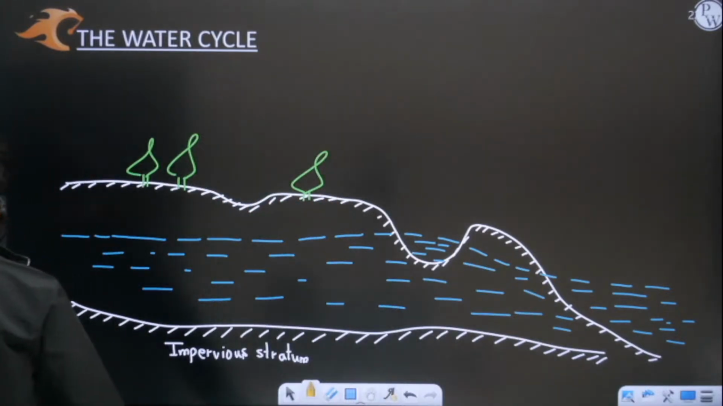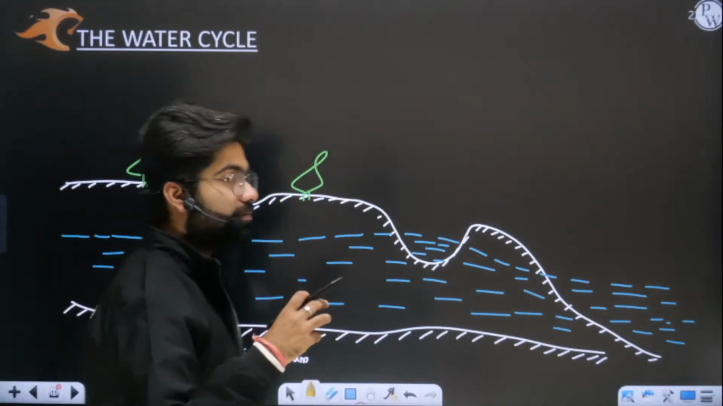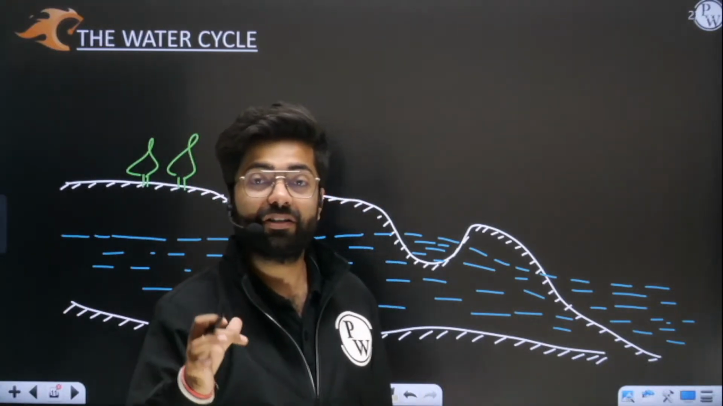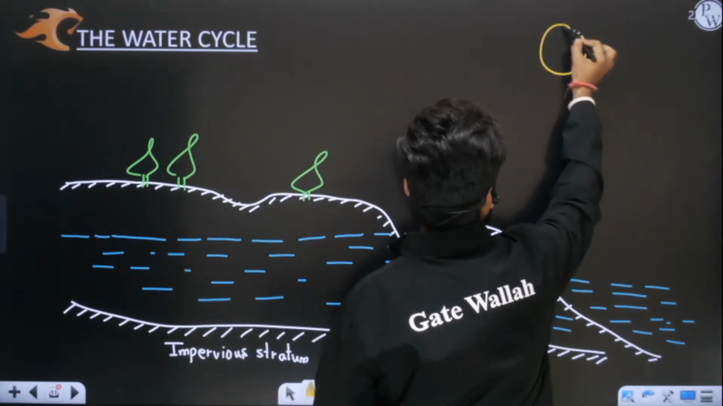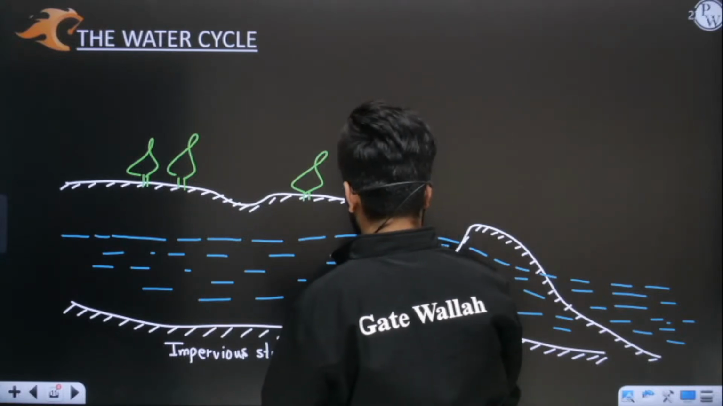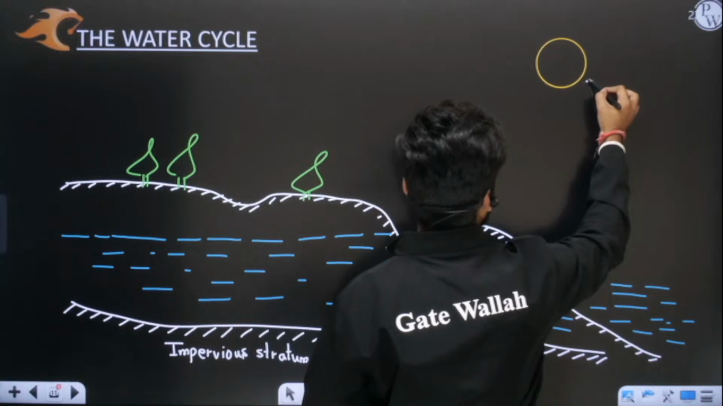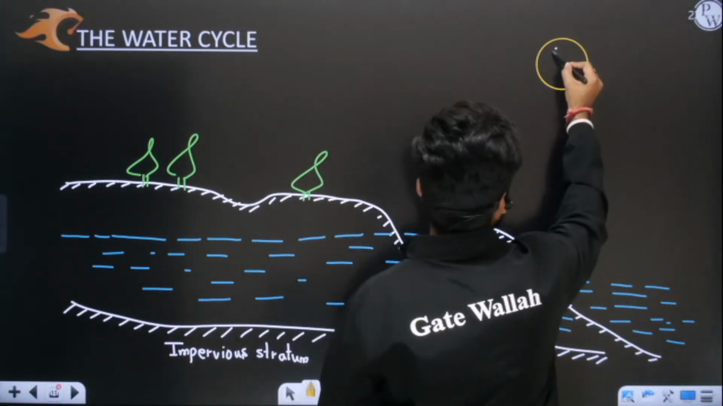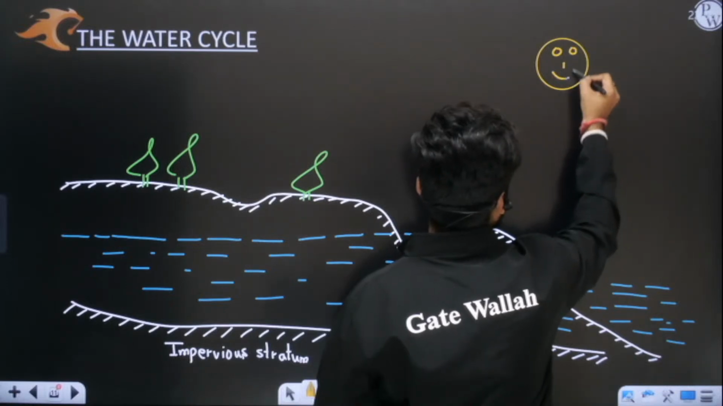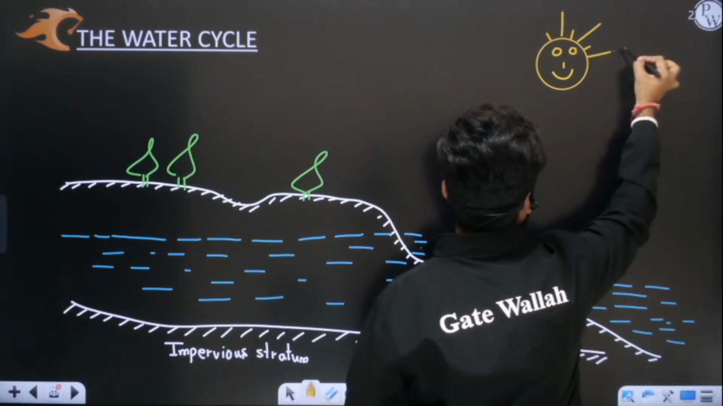Now I will draw what? See, the water cycle is being driven because of one thing, which is nothing but the sun. You all know that the sun has a tremendous amount of energy. Let me draw a beautiful sun out here. So this is the sun. The sun has beautiful eyes, a beautiful smile. You must have drawn it in your childhood.